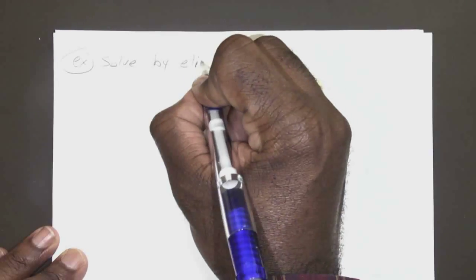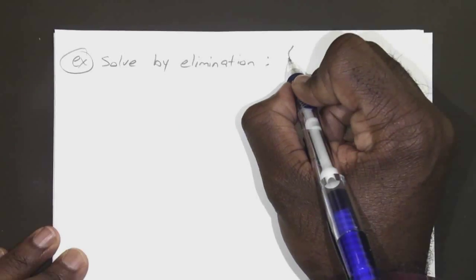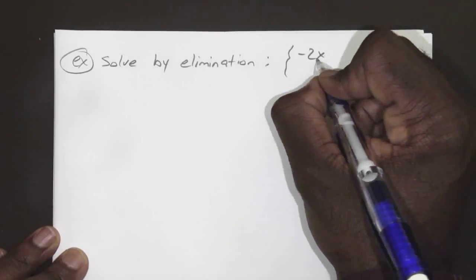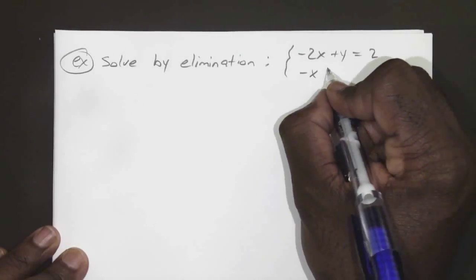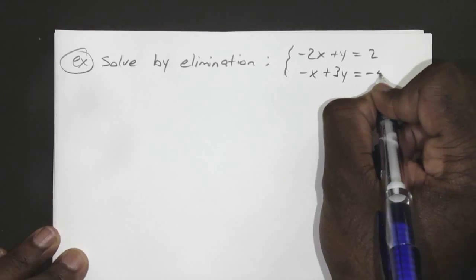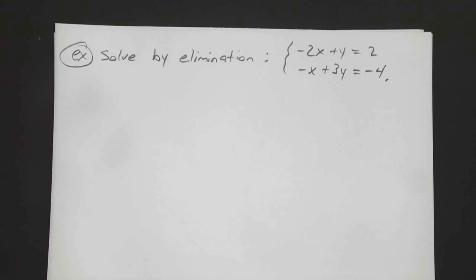All right, so let's say, for example, what if you want to solve by elimination? Well, if you have negative 2x plus y equals 2, and negative x plus 3y equals negative 4. Now, we could very easily just add 2x to both sides and use substitution, but you have to solve this one by elimination.